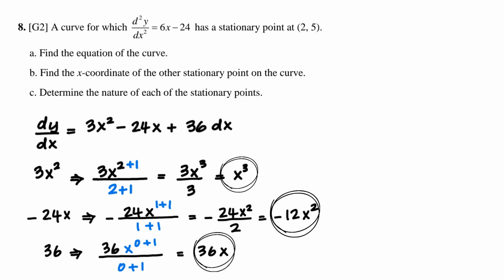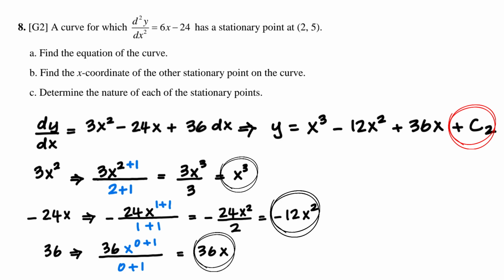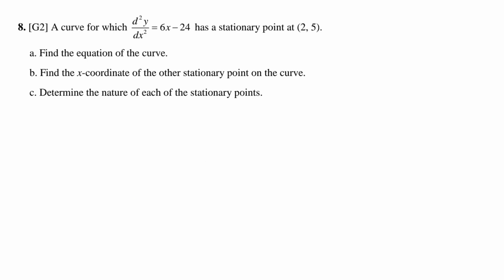So, our original function is y equals x cubed minus 12x squared plus 36x plus c2. Notice that we used c2 for the second integration. Since we used c for the first integration, we are going to use a different variable to differentiate between the first and second integral. So let's find c2 now.